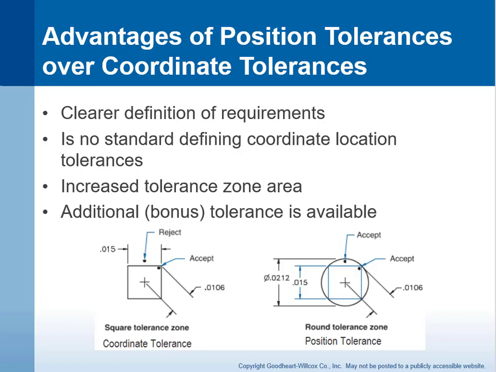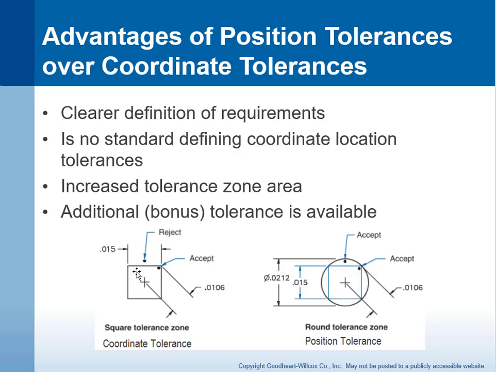Okay, so coordinate tolerance is typically shown right here. If you're locating parts by just a tolerance, you put a dimension on a drawing, not a basic dimension. You put a tolerance dimension on a drawing for a location of a hole. What you'll end up with is a square or rectangular tolerance zone. So for instance, this one would be plus or minus 7.5 thousandths.